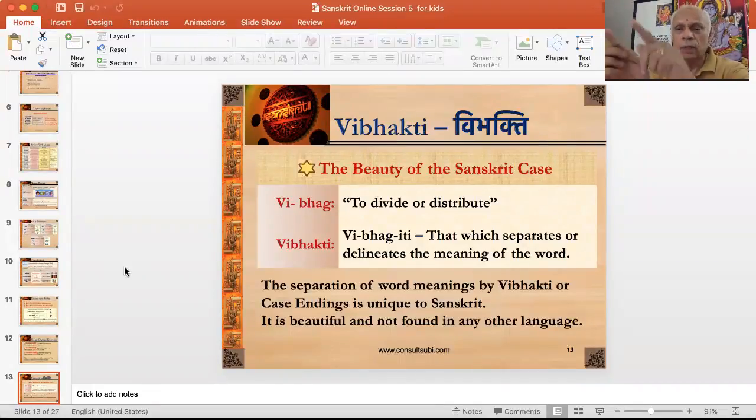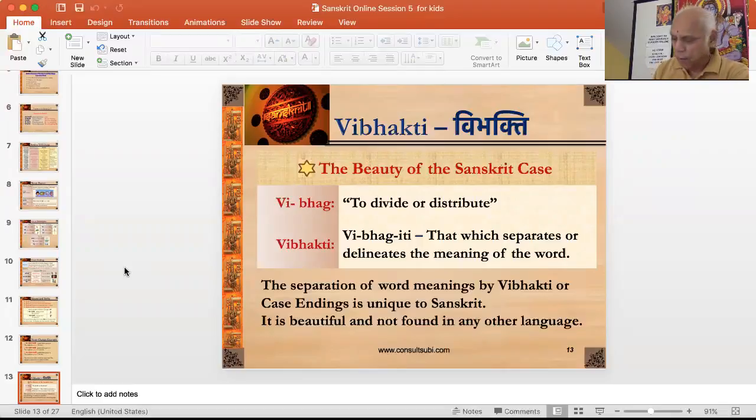Bhaga is to divide. Vibhaga is a noun, to divide or distribute. Vibhakti is that which separates the meaning of the word. The separation of word meanings by vibhakti, or the case endings, is unique to Sanskrit. It is not found in any other language. But it is beautiful because it's very, very specific, though it is very difficult for a beginner.